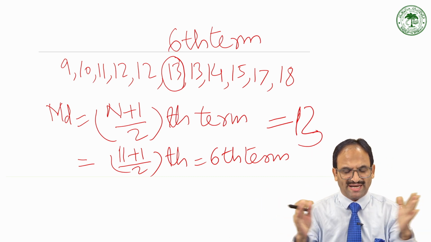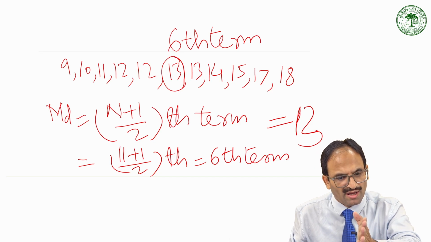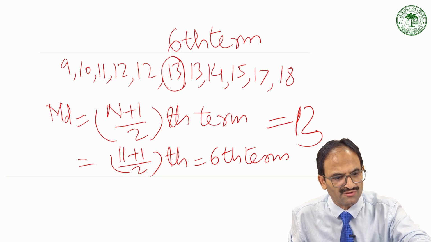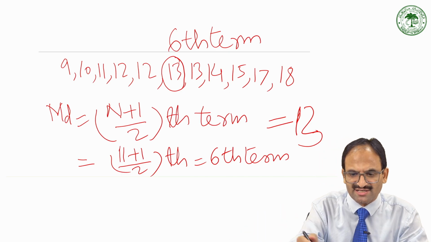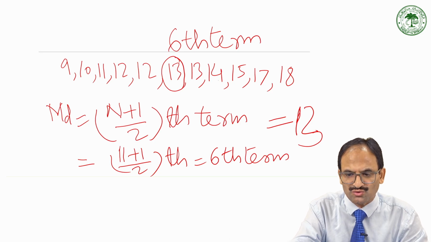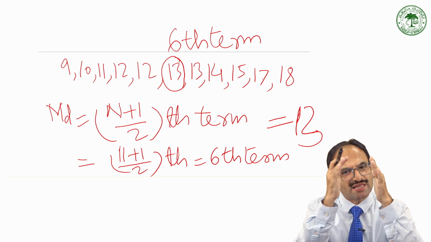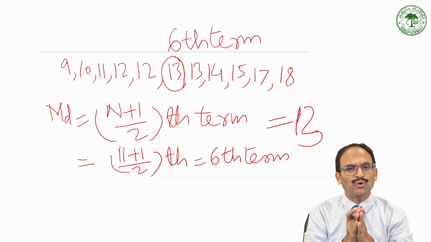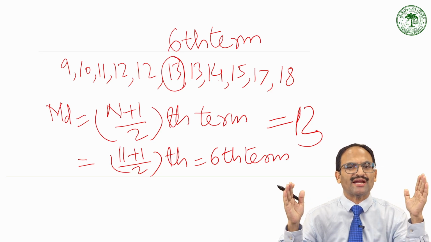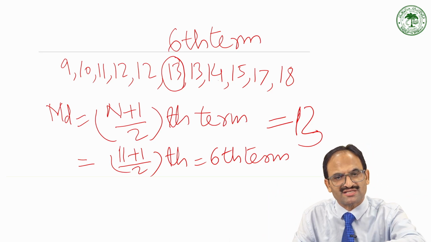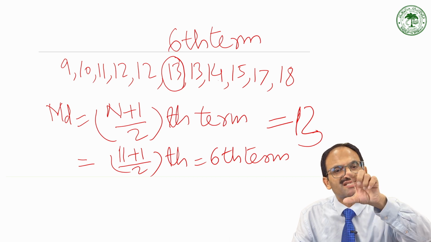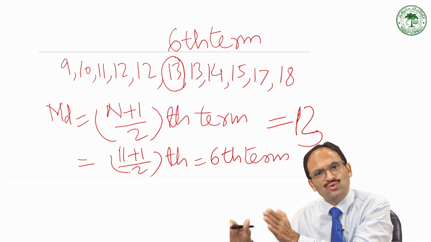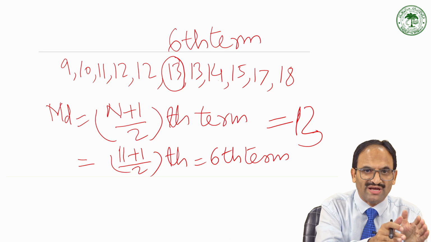Now, let me explain. See this 13. If you move towards the left hand side, what you will find? 1, 2, 3, 4, 5. And if you move towards the right hand side, you will find there are 5 numbers. 1, 2, 3, 4, 5. So in the definition, as was mentioned, median is such a value which divides the whole data into 2 halves. So here you can see that this particular 13 is dividing the whole data into 2 halves. In one half, higher values are there. In another half, lower values are there.